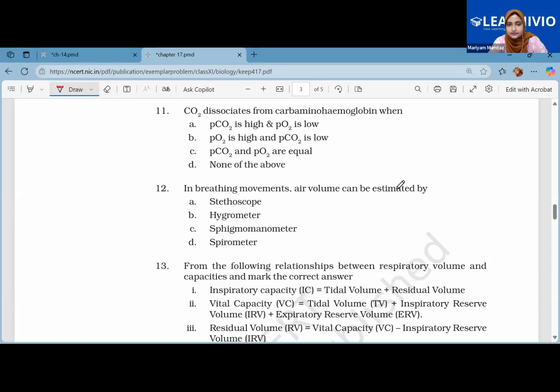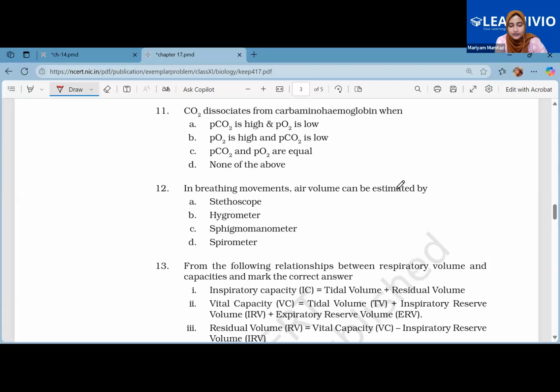Now, in breathing movements, air volume can be estimated by a spirometer. What is the stethoscope for? Heartbeat. And what is the sphygmomanometer for? This too, people should know. Blood pressure. Everyone has studied. And spirometer is for the respiratory volume analysis, isn't it?